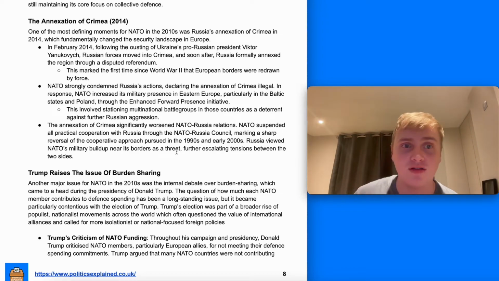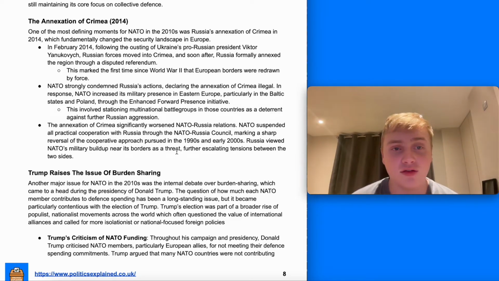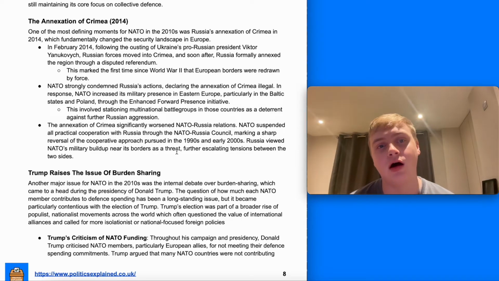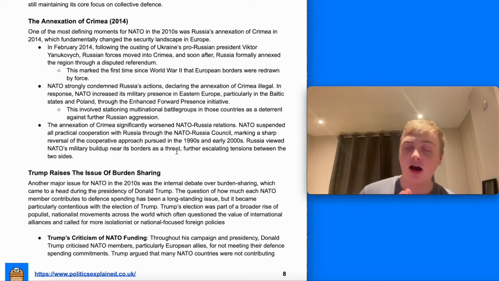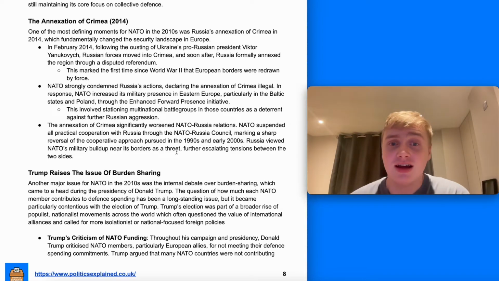So in February 2014, following the ousting of Ukraine's pro-Russian president Viktor Yanukovych, Russian forces moved into Crimea, which was part of Ukraine, and Russia formally annexed the region through a disputed referendum. And this was the first time since World War II that European borders were being redrawn by force. NATO strongly condemned Russia's actions, declaring the annexation of Crimea illegal.